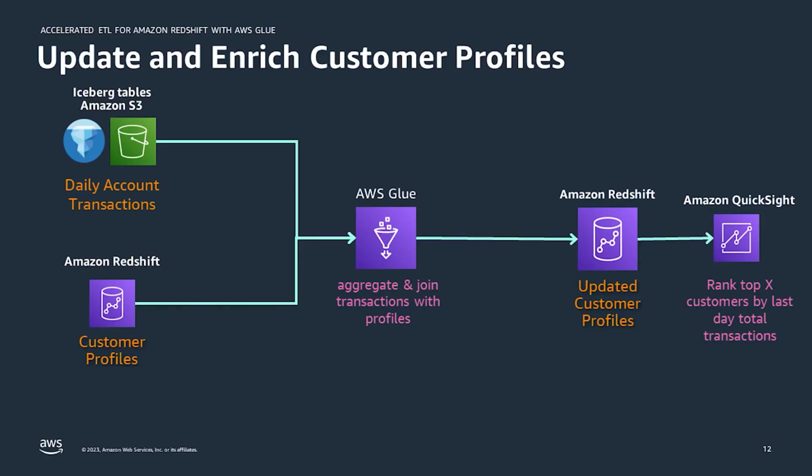As we saw in the demo, technically this will involve extracting Iceberg data stored in S3, joining it with an existing Redshift table containing customer profiles, then joining the transactions based on customer name and summing or aggregating the day's transactions, and updating the customer's total valuation. Finally, we need to merge the updated records back into the customer profile. Here, QuickSight can easily perform ranking based on total valuation.